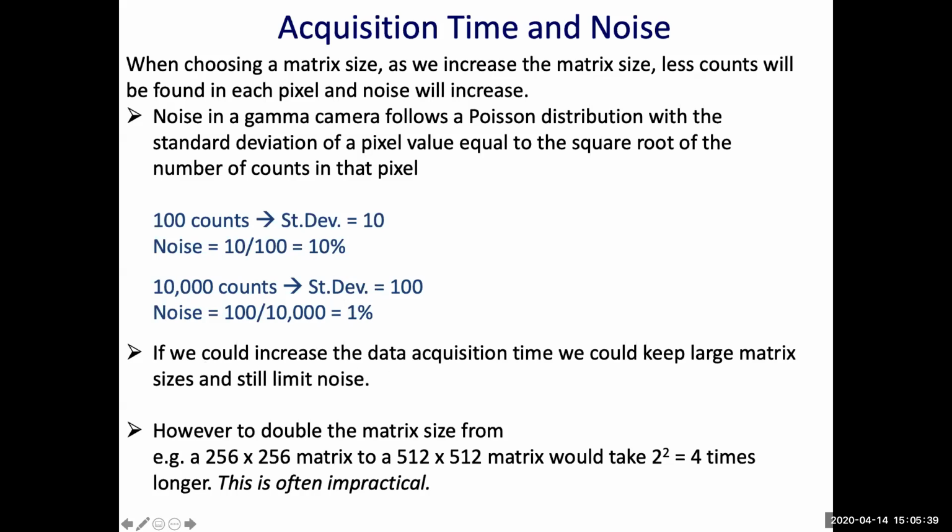So if we could increase the data acquisition time, we could keep the large matrix size and still limit the noise. But there's a problem here. To double the matrix size from 256 to 512, this would take about 4 times longer. So this is impractical. If you image the patient in 20 minutes, you need more than 1 hour to finish the patient. This is not a practical solution. So there are different parameters you need to play with to get better image quality without increasing the dose to the patient.